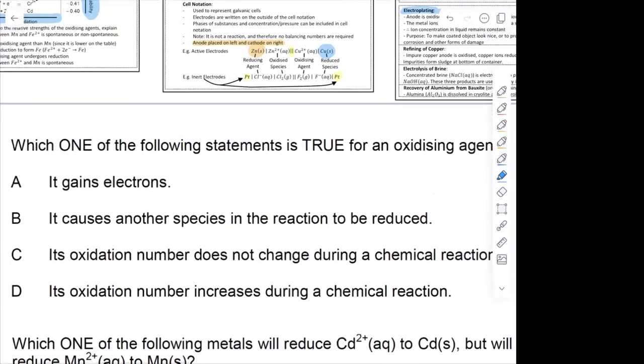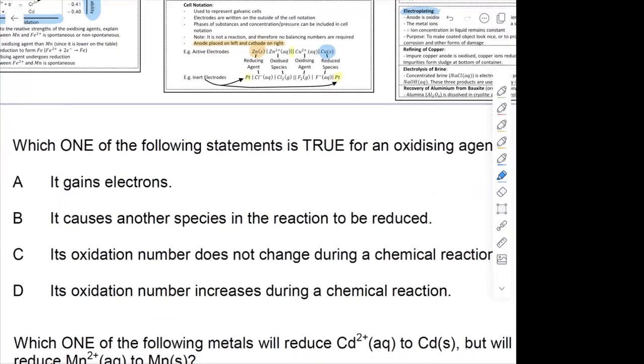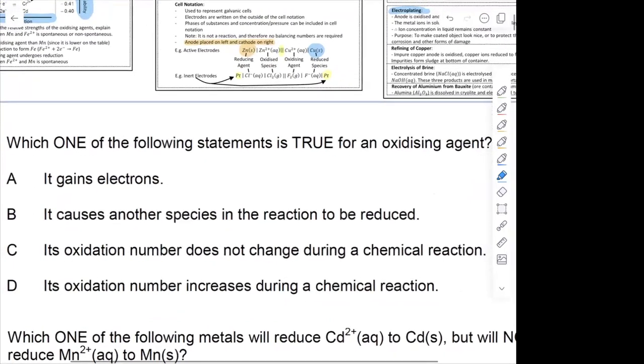So which one of the following statements is true for an oxidizing agent? It gains electrons. It causes other species in the reaction to be reduced. Oxidation number does not change, or its oxidation number increases, right? So the correct answer for this question, drum roll please, is going to be A. It gains electrons. So remember, when we are dealing with an oxidizing agent, it undergoes reduction. Reduction is the gain of electrons.